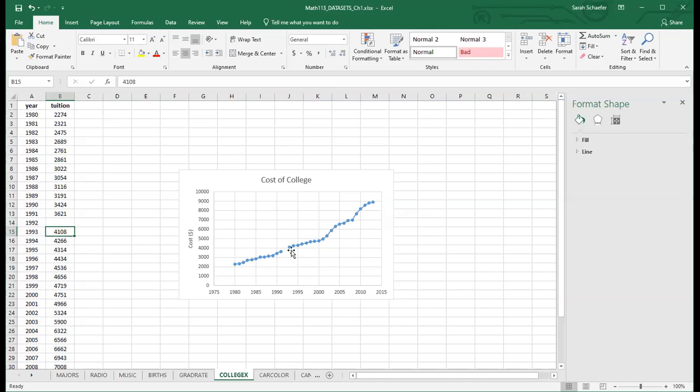Now you notice that there's a hole here in my graph. So in a time plot, if there's a hole there, then there should be no line connecting these. Okay, so those lines should only be connecting values that come one after the other, consecutive values.